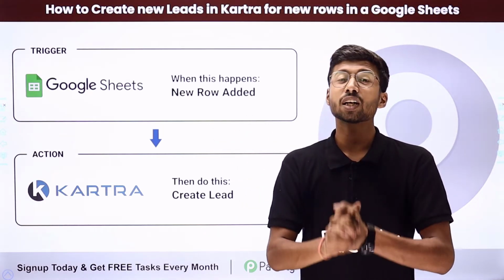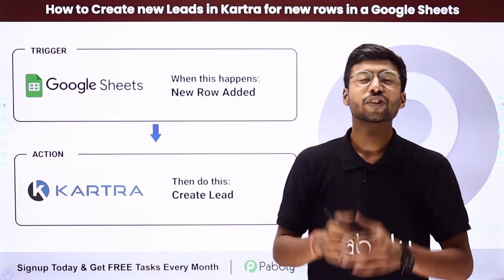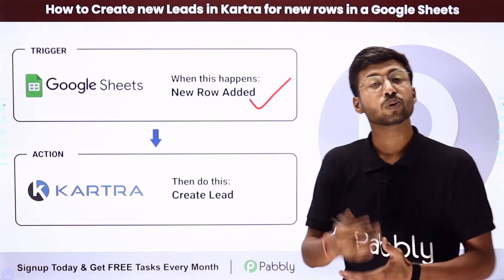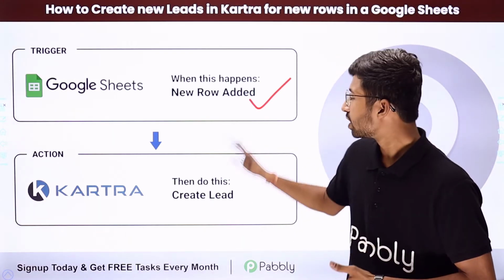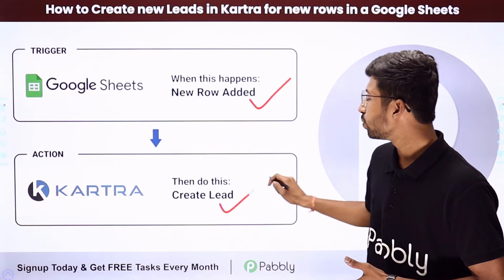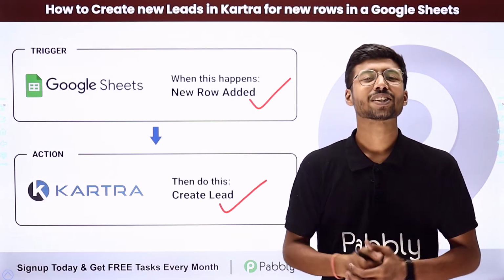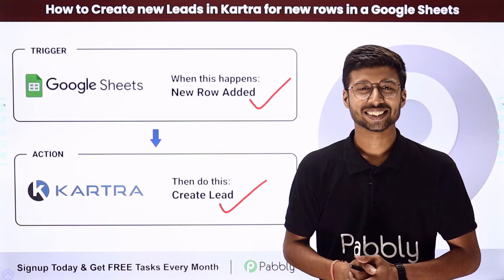So you can automate this complete process, and the trigger of this automation will be the addition of a new row, or new leads, in Google Sheet, and the action will be the addition of those same leads as new leads in Kartra. So guys, how can you set up this automation? To know this, you have to come with me to my screen.